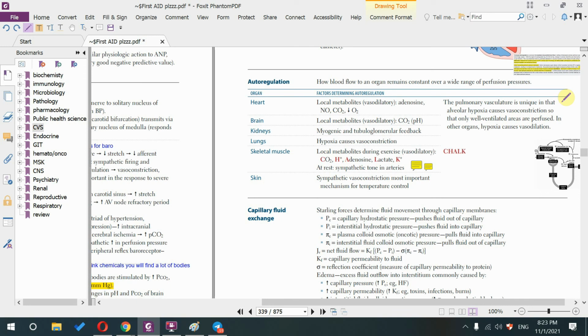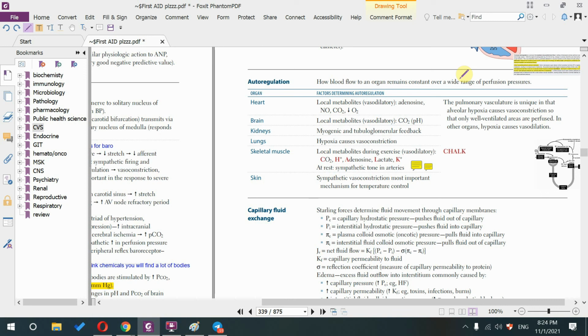Okay, so they write, autoregulation, it's how blood flow to an organ remains constant over a wide range of perfusion pressure. So in case of the heart, local metabolites, which are vasodilatory, of which vessel inside of the heart? Coronary arteries, exactly. So the coronary arteries will be quite dilated, and they will be dilated by the following stuff. The first one is adenosine. Guys, it actually makes sense, but you have not just to write it, you have to understand it.